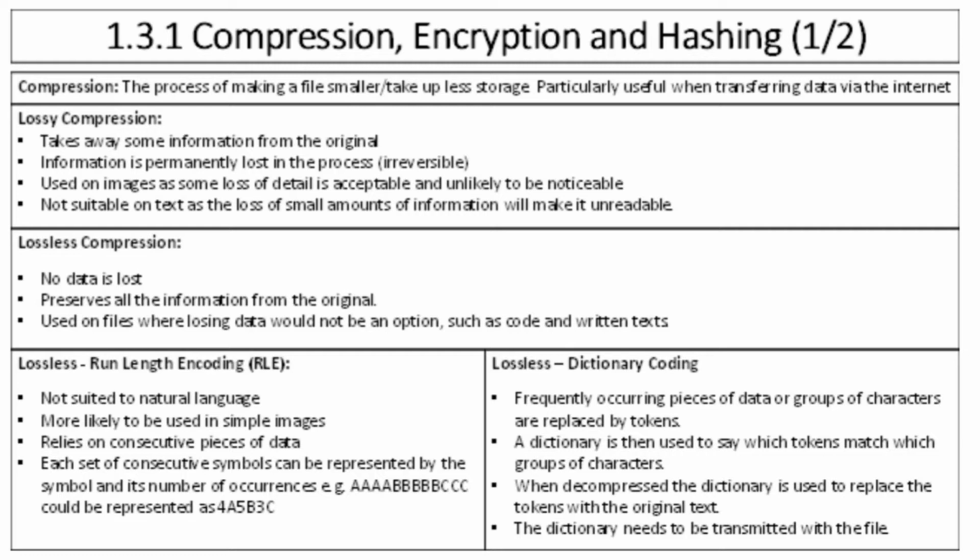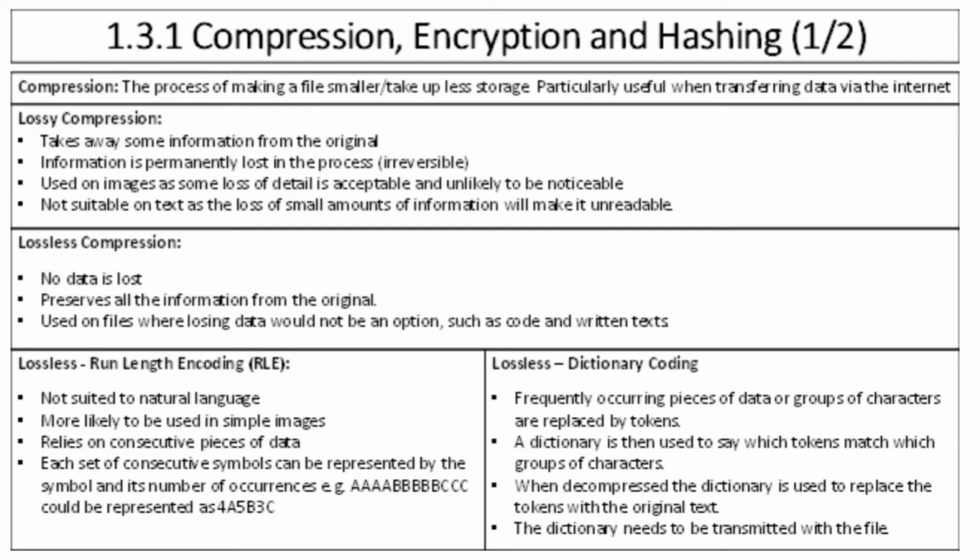Lossless: run length encoding, RLE. It's not suitable for natural language. It's more likely to be used in simple images. It relies on consecutive pieces of data, and each set of consecutive symbols can be represented by a symbol and its number of occurrences, e.g. A, B, B, B, B, B, C, C, C could be represented as 1A, 5B, and 3C. Let's have a look.